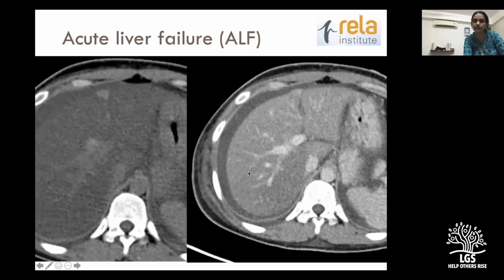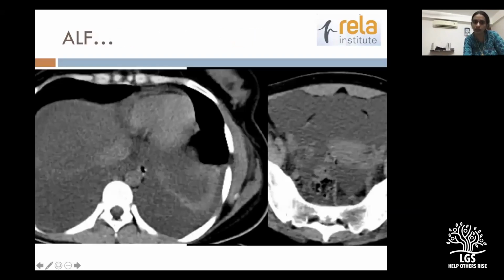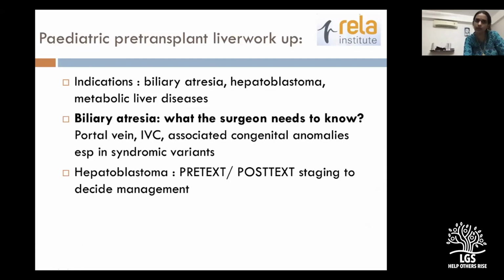And we may see signs of liver dysfunction like ascites. We can see here there's some free fluid around the liver. You can see pleural effusions and fluid in the pelvis. With this, I would like to stop with the adult recipient and go to the pediatric pre-transplant liver workup.